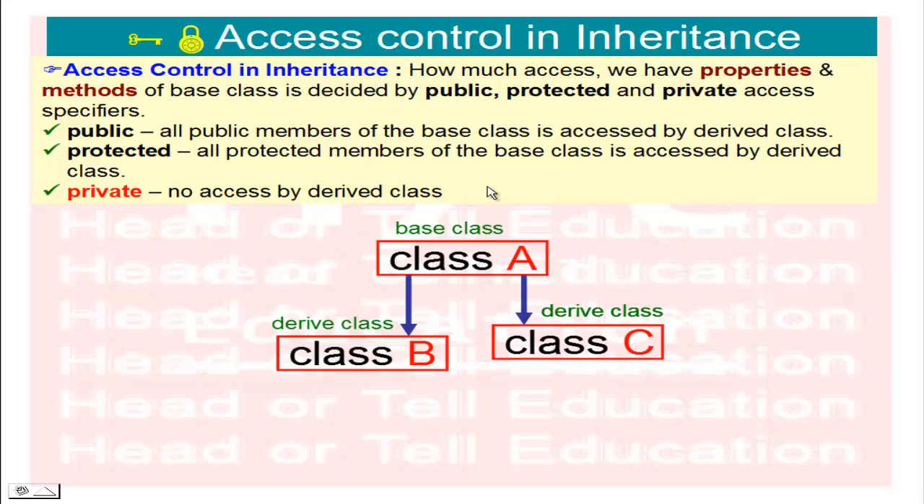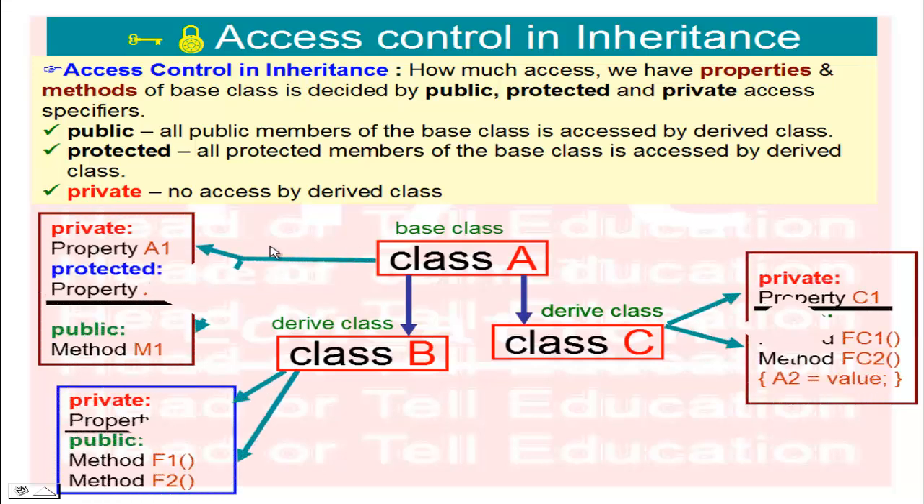And inside the main, here we have the base class A and two derived classes B and C. Base class A has the private property A1, protected property A2 and public method M1. Derived class B has private property B1 and public methods F1 and F2. Derived class C has private property C1, and methods FC1 and FC2 are public.